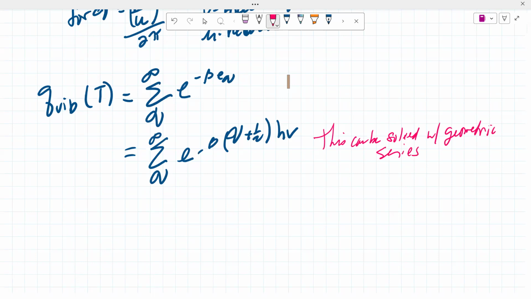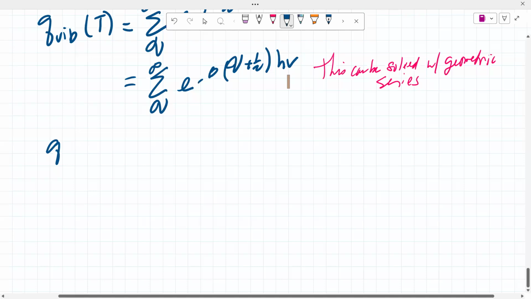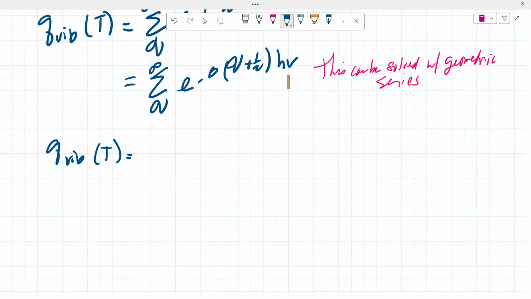If you took sequences and series class, you will know what that means. If you do not know what that means, then I'm just giving you the formula: e to the negative 1 over kBT times hν over 2, over 1 minus e to the minus 1 over kBT times hν over 2.